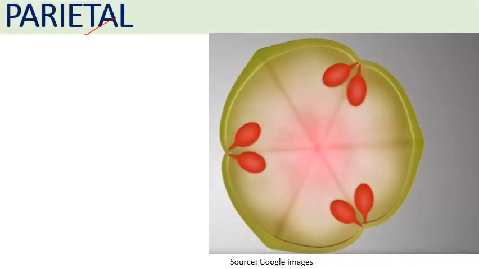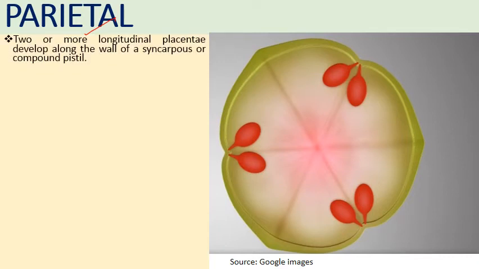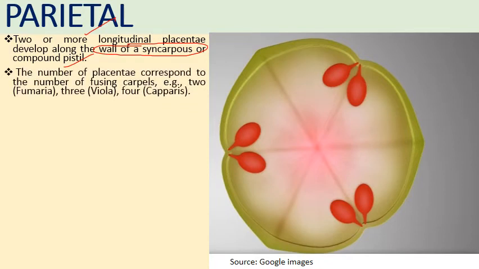Next type of placentation is parietal placentation. In this type of placentation, the ovules arise from the peripheral wall of ovary. Two or more longitudinal placentae develop along the wall of syncarpous compound pistil. दो या दो से ज़्यादा longitudinal placentae develop होते हैं along the wall of syncarpous ovary from compound pistil. The number of placentae corresponds to the number of fusing carpels. जितने placentae present होते हैं उतने ही number of carpels present होते हैं, fused carpels. For example, 2 in case of Fumaria, 3 in case of Viola, and 4 in case of Capparis.